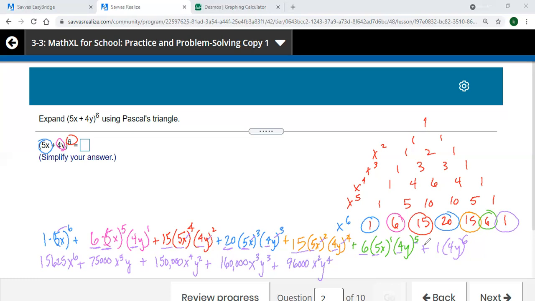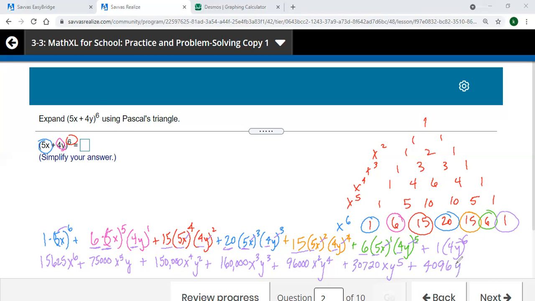6 times 5 times 4 to the 5th. 30,720, if I did that right. X to the 1st from here and a y to the 5th there. Plus, finally, just 4 to the 6th. 40,096.